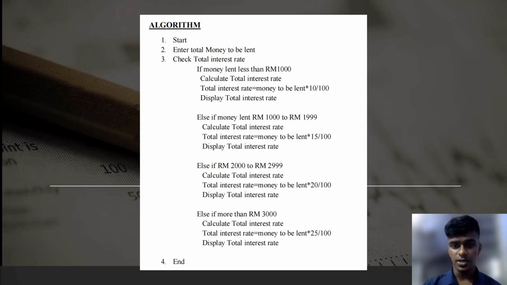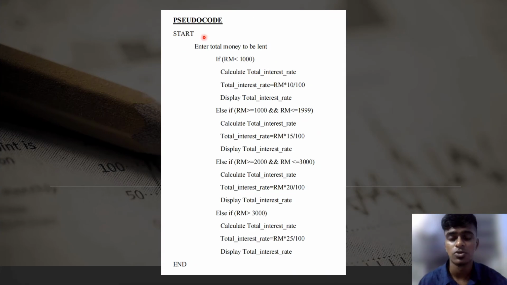Display total interest rate. Else if ringgit Malaysia 2000 to ringgit Malaysia 2999, calculate total interest rate. Total interest rate equals money to be lent times 20 per 100. Display total interest rate. Else if more than ringgit Malaysia 3000, calculate total interest. Total interest rate equals money to be lent times 25 per 100. Display total interest rate. Step 4.